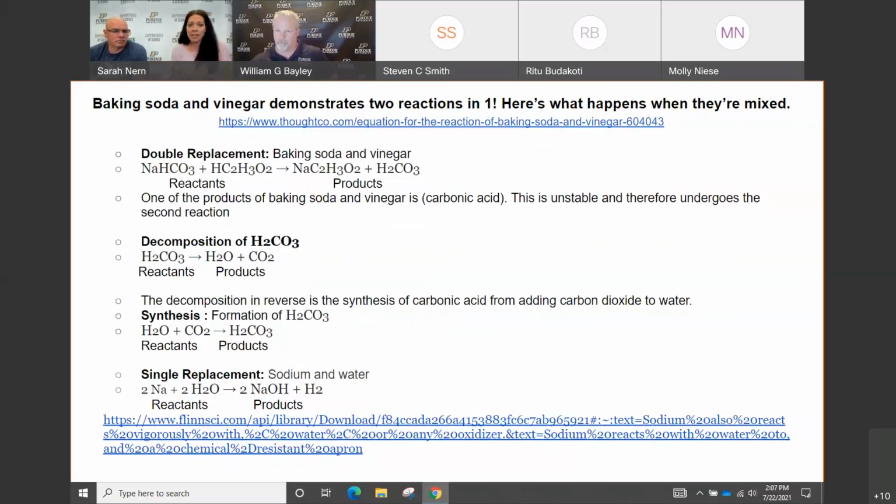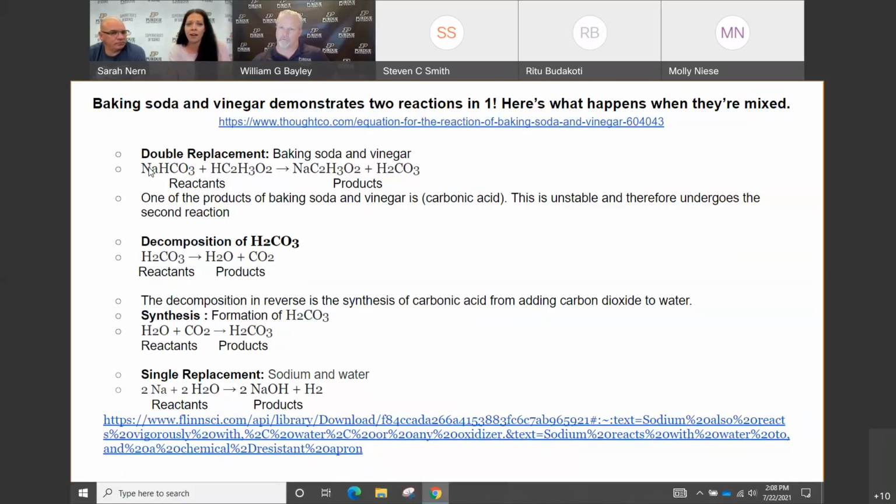So the double replacement is the first reaction we'll start with. Sometimes you'll see it as double displacement, replacement, displacement. It depends on the source that you're looking at. But this is where you have your baking soda, which is NaHCO3, and your vinegar, which is acetic acid. And if you look at the sodium and the hydrogens, they're kind of nailed down.